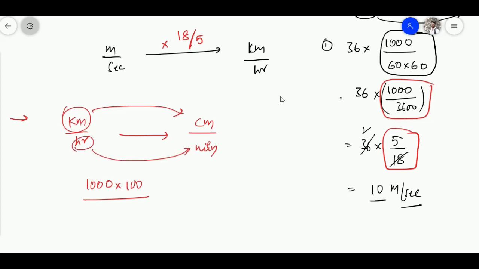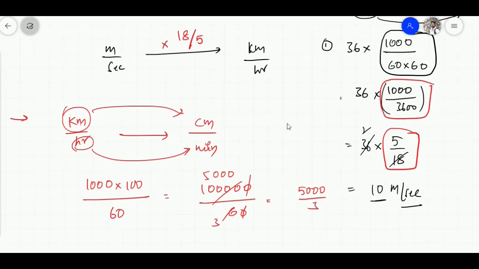These are the statements which you have to say in your brain while doing this, so that you don't forget. And don't blindly remember 5 by 18 and 18 by 5, because that doesn't give any sense. You have to be confident enough with the concept. So 1 kilometer equals 1000 into 100 centimeters, and 1 hour gives you 60 minutes. 5 by 60, the zeros get cancelled, 2 threes, 2 5 0 0 0, 5000 by 3. So this is how you go on with the conversions.